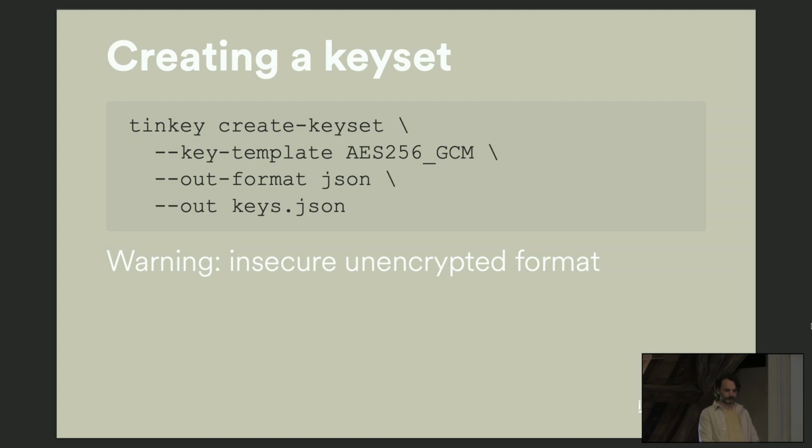and it will mark that as the primary key. They support a couple of formats. So they support this JSON format, and they support a binary format. But this key set that I'm creating here is completely unencrypted. So it's just plain text bytes sitting on disk, so that's really only secure for test cases and things like that, where these keys are not really going to be used for anything important. I'll come back soon to encryption, because Tink has a very opinionated view of how to encrypt key sets.